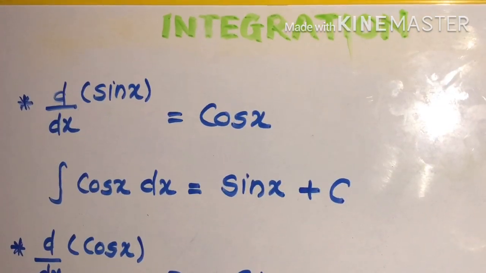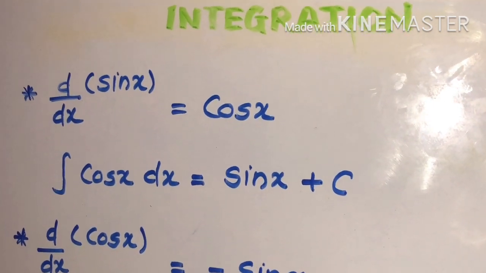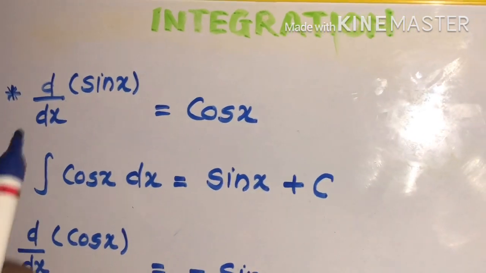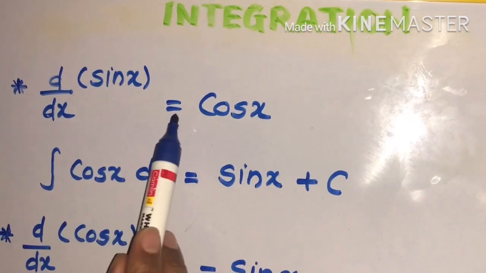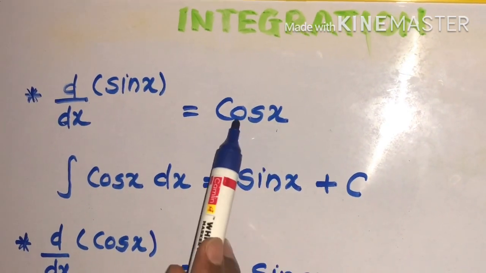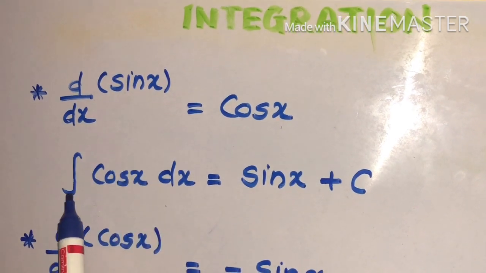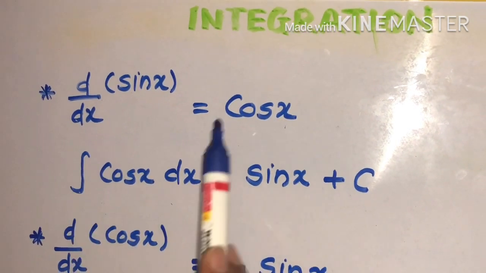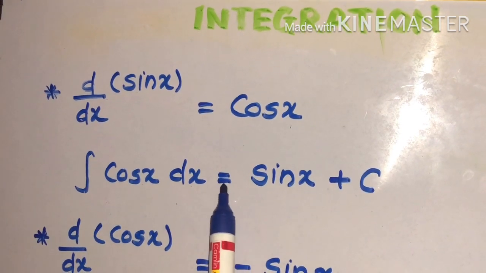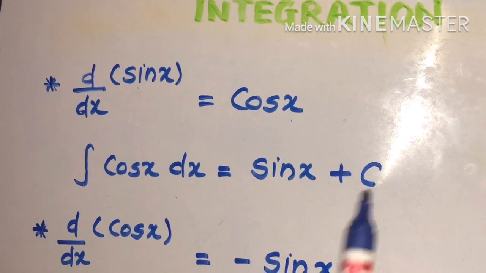So student, we are going to derive all integration formulae one by one. We'll start with sin x. Derivative of sin x is cos x. So according to the definition, integration of cos x will be sin x. That only I have written. Integration of cos x with respect to x is equal to sin x plus c.